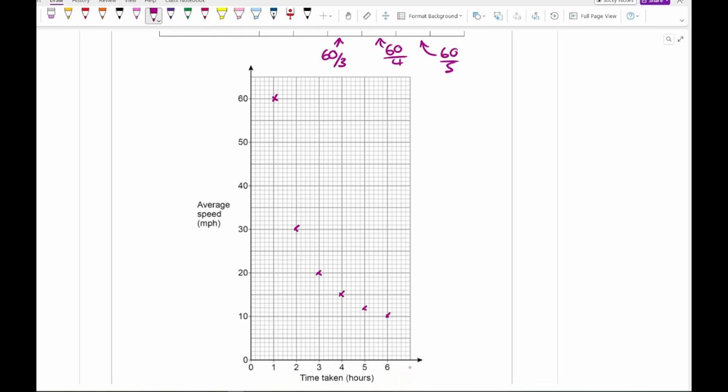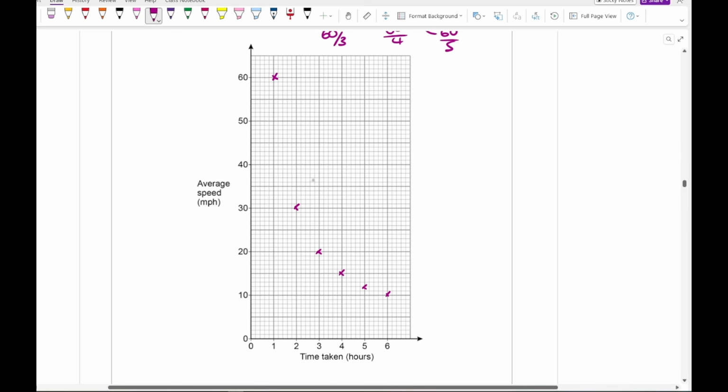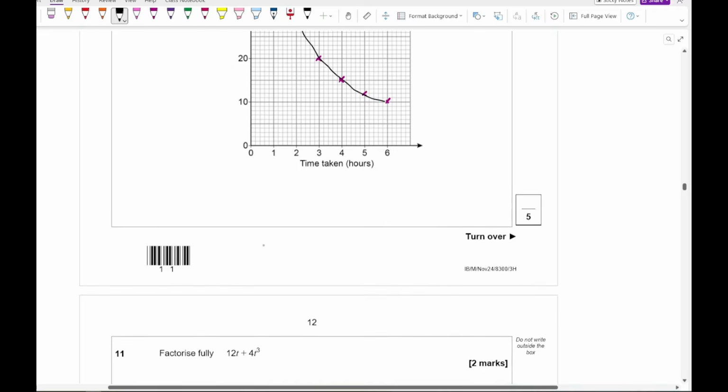So what we should have is something that looks like this, and then all we then need to do is carefully just simply join those points up, which is going to be a bit of a nightmare on the computer. Oh, that's definitely gone a bit wayward there, and we just need to join those points up, in which we should have something that looks like that, but hopefully yours is a little bit neater than mine.